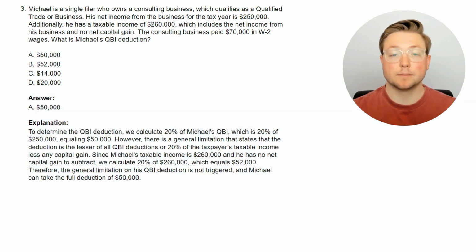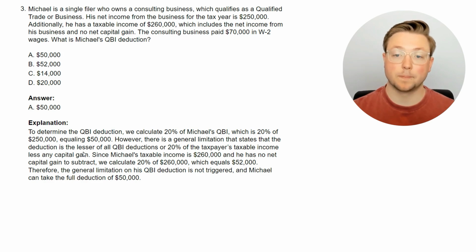And here is the answer. To determine the QBI deduction, we calculate 20% of Michael's QBI, which is 20% of $250,000, equaling $50,000. So again, that's normal. However, and we haven't considered this up to this point because we haven't really needed to, there is a general limitation that states that the deduction is the lesser of all QBI deductions or 20% of the taxpayer's taxable income less any capital gain. Since Michael's taxable income is $260,000 and he has no net capital gain to subtract, we calculate 20% of $260,000, which equals $52,000. Therefore, the general limitation on his QBI deduction is not triggered, and Michael can take the full deduction of $50,000.